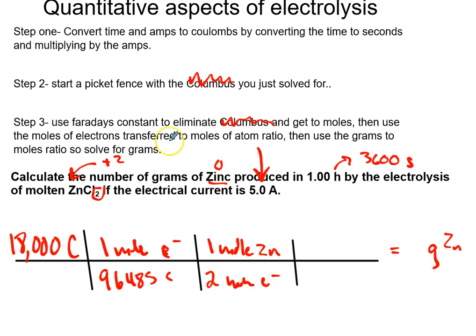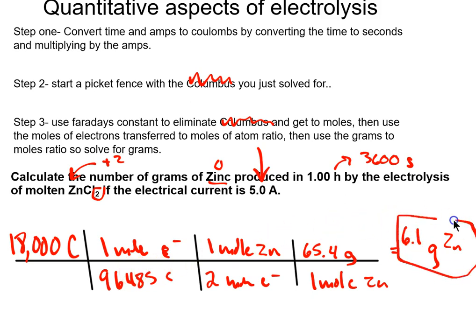Okay, and then I'm just spinning these steps right here. That was the moles of electron transferred to moles of atom ratio. That was this piece. Then use the grams to mole ratio to solve for grams. So for every 1 mole of zinc, I have, from the periodic table, 65.4 grams. And then we would go from there. So I typed that in. If I did it right, I got 6.1 grams. Will someone check my math?